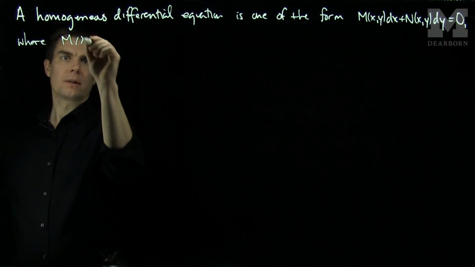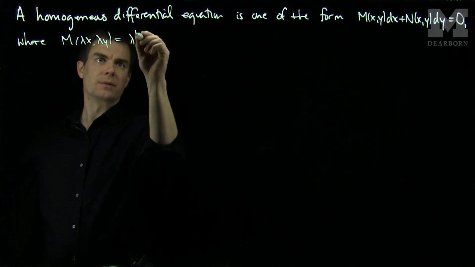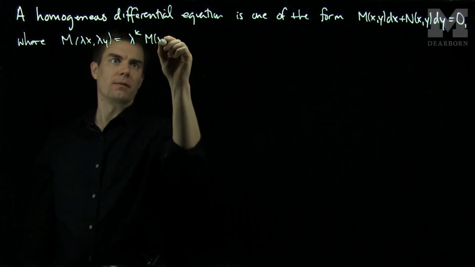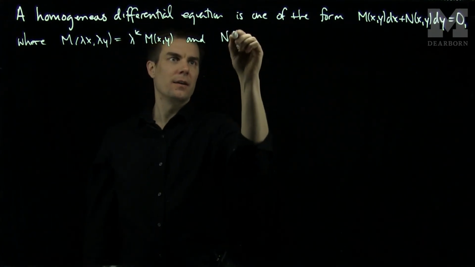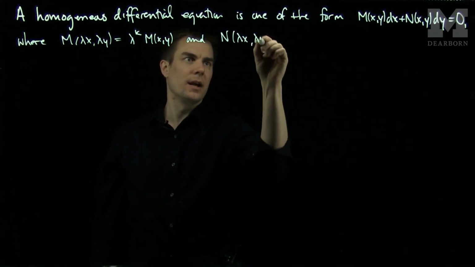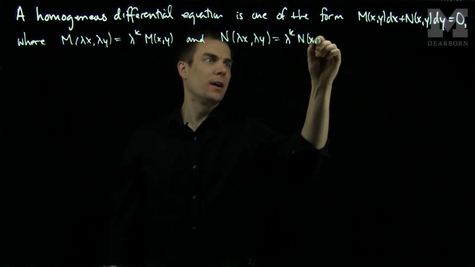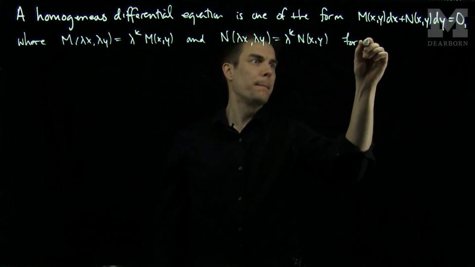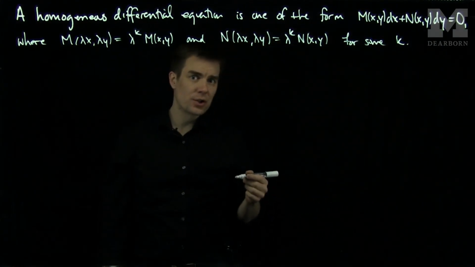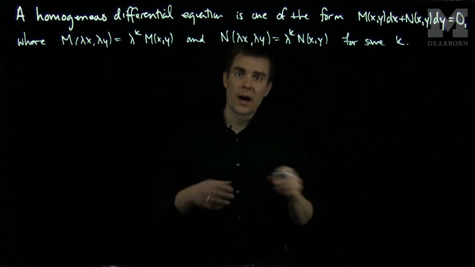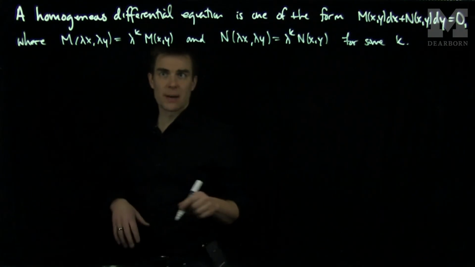M(λx, λy) equals λ^k M(x,y), and N(λx, λy) is λ^k N(x,y) for some k. All this condition means is that the powers of x and y are the same cumulatively throughout the entire equation. So let's see an example of this.